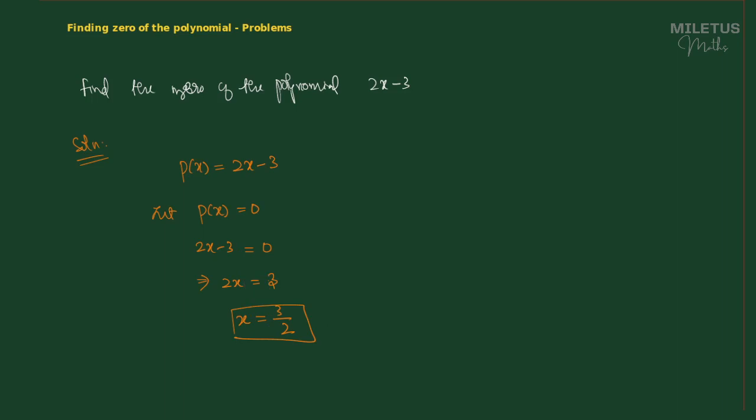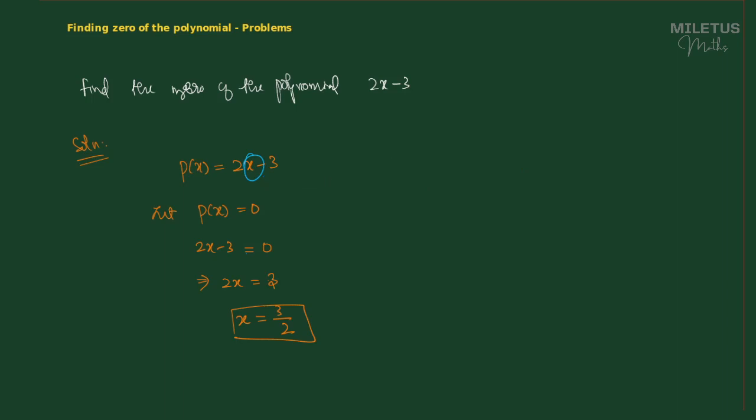So remember, what does it mean? It means that if I substitute x equal to 3 by 2 at this place, what will happen? 2 times 3 by 2 minus 3 will be equal to, I can cancel this, that will give you 3 minus 3, that will give you 0. So that means 3 by 2 is a zero of the polynomial. We found it just by substituting p of x equal to 0. That is the way to find the zero of a linear polynomial.